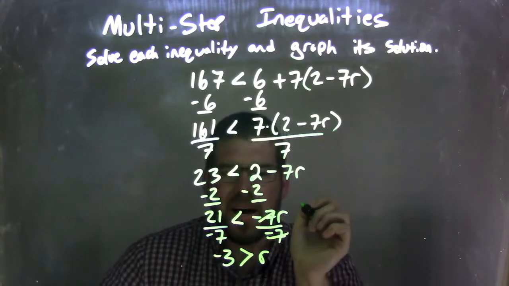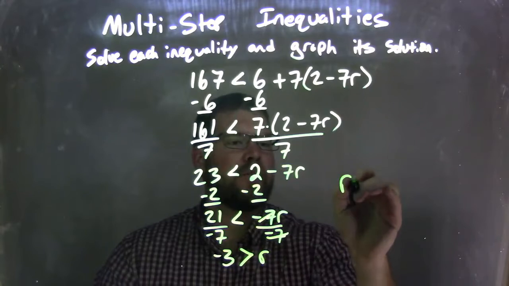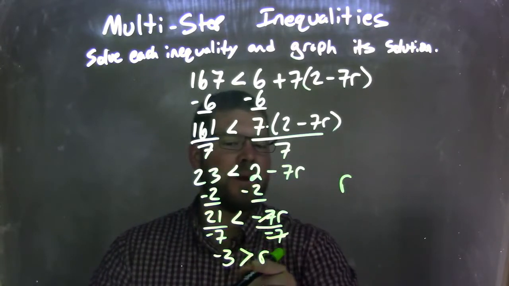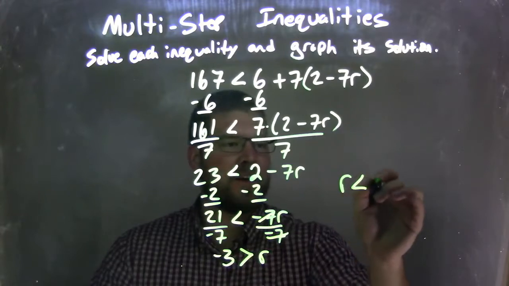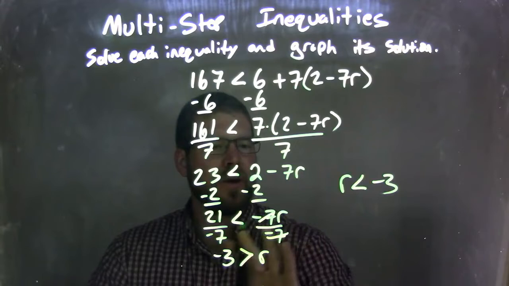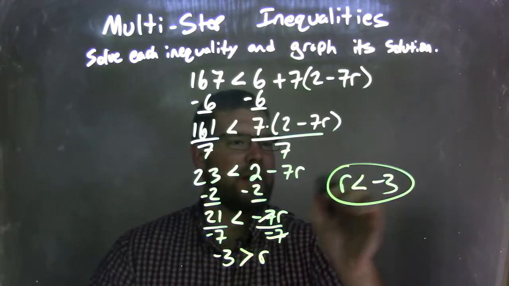Okay? But I'm not done because I want to rewrite this so r comes first. So if r is coming first, we have r is now, instead of negative 3 being greater than r, r is less than negative 3. These two statements are the same, but make sure when you rewrite it with r first, you need to flip that inequality again. Okay? So now we have our final answer.